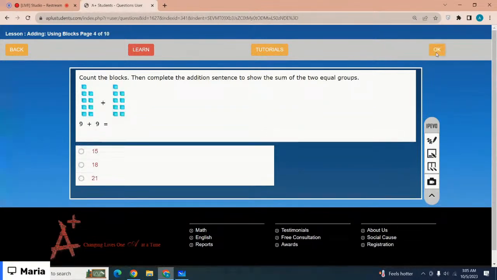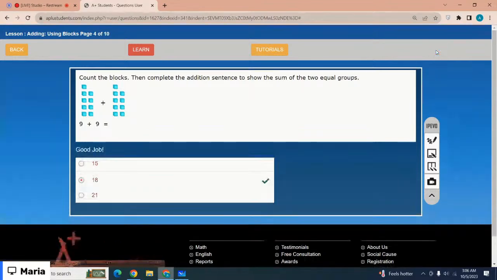Okay, count the blocks, then complete the addition sentence to show the sum of two equal groups. So just count them all together. 9 plus 9 makes. Yes, that would be 18. So 9 plus 9 makes 18. The correct option is 18.